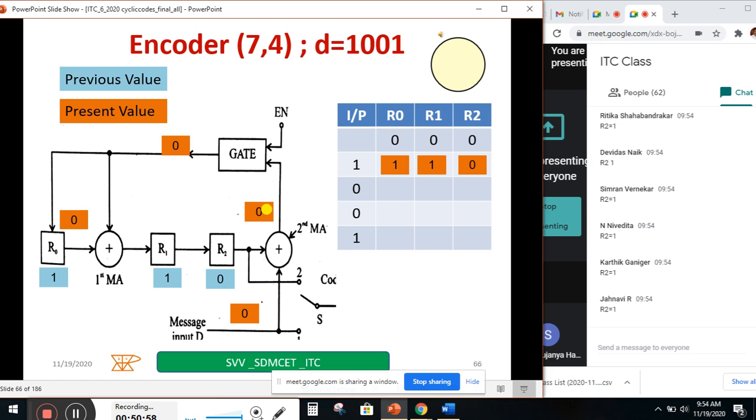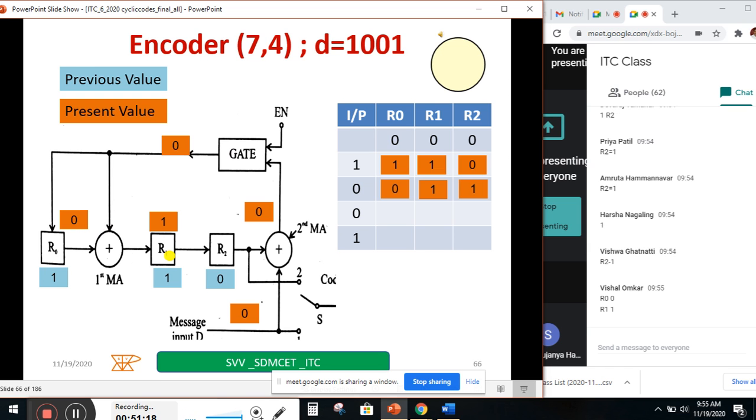So this will become 0. Those who still have doubts can observe. Now the present is 0, the previous is 1, therefore R1 will become equal to 1. Next, R2 will become the previous R1, hence this will become equal to 1. So please try to understand.